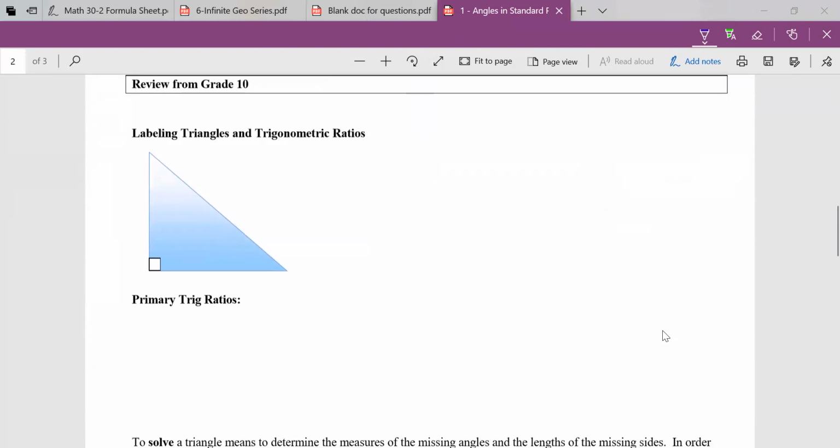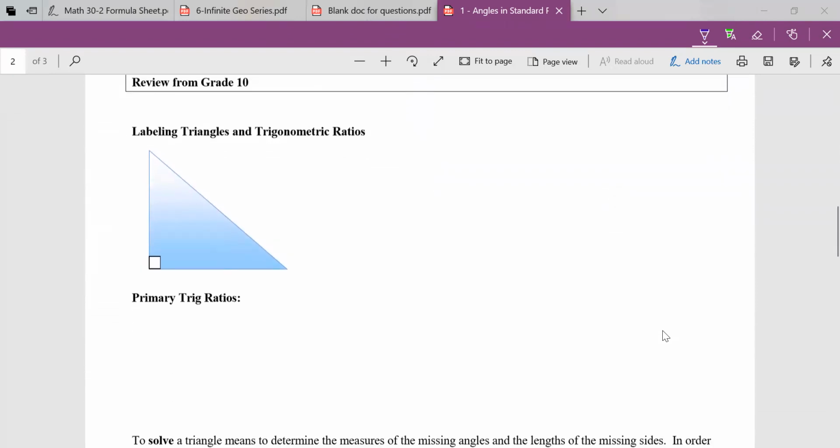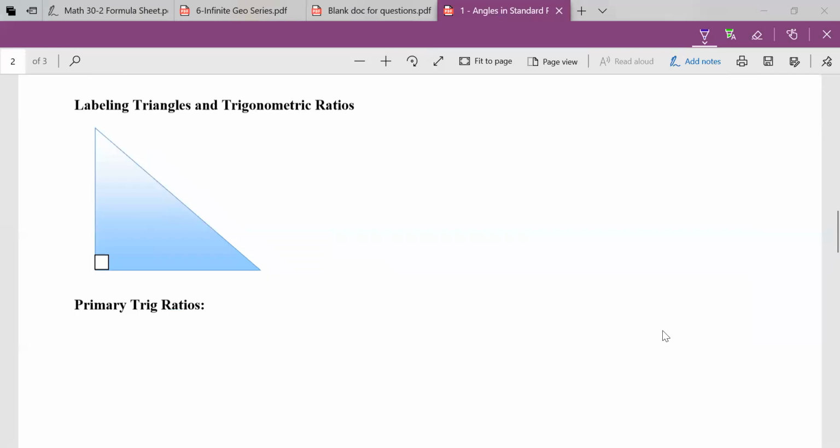Okay, before we get into angles in standard position, I just want to do a quick, real fast review of how we label triangles from grade 10 or even earlier, hopefully. So I'm just going to label this triangle randomly A, B, C. So the vertices are capital letters. And then remember your sides, we label them opposite like that. So that would be little a, that would be little b, and that would be little c. So that's how we label triangles. Vertices are capitals, sides are lowercase letters.